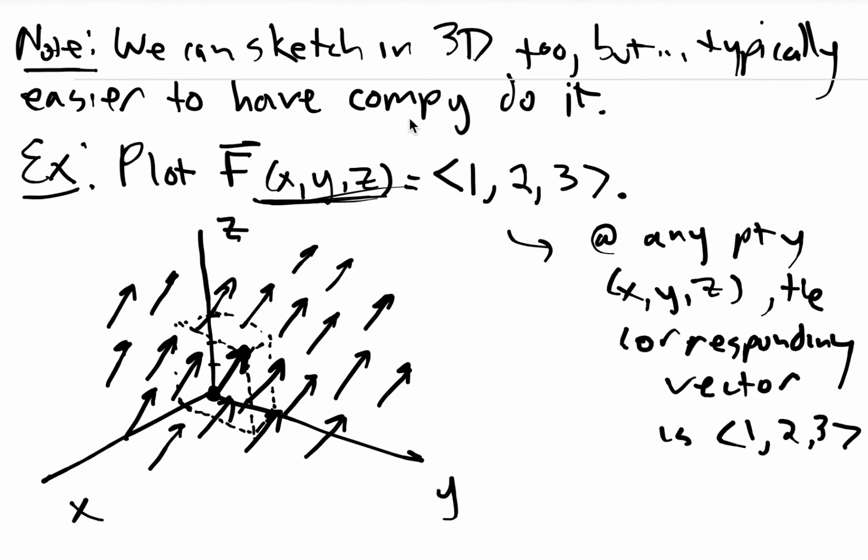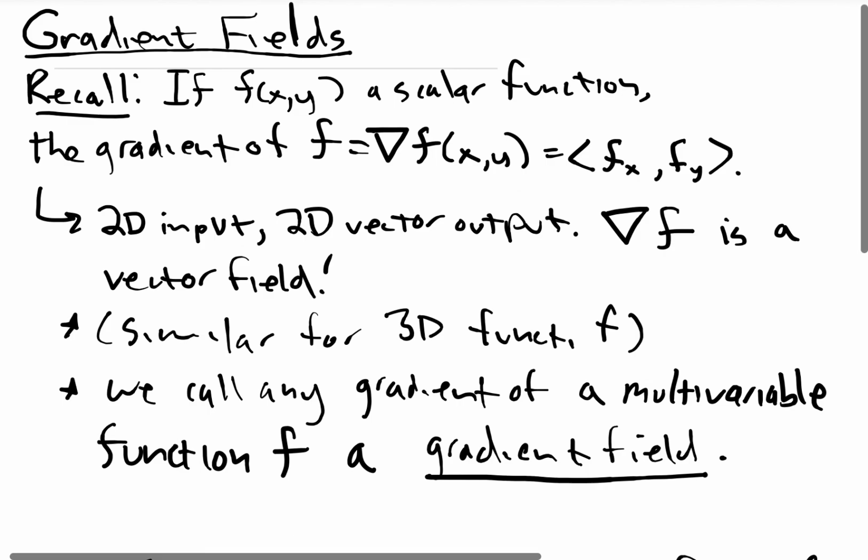Probably want to get a computer involved for stuff that's a little bit trickier than this if you're dealing with 3D. Now, what kinds of vector fields might I run into naturally? There is a special kind of vector field that we are going to run into a little bit later on that I want to touch on now, just so we've seen it.